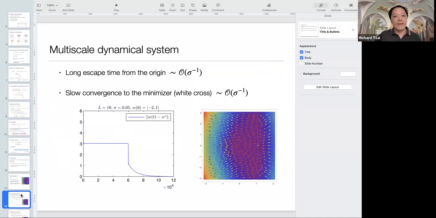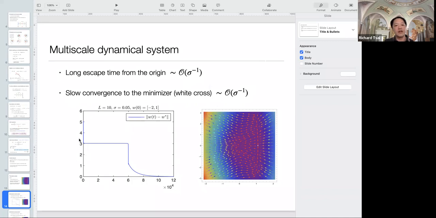Now, you can have a little bit more precise information about this. So the time to escape, in case you get attracted to somewhere near the origin, will take you this much time to escape and resume your path. And that's related to the standard deviation of your noise in the y direction. And once you get close to the slow manifold, you will take another equal amount of time to be attracted to the optimal weight sets like that.